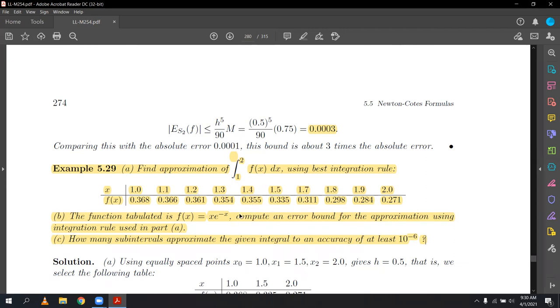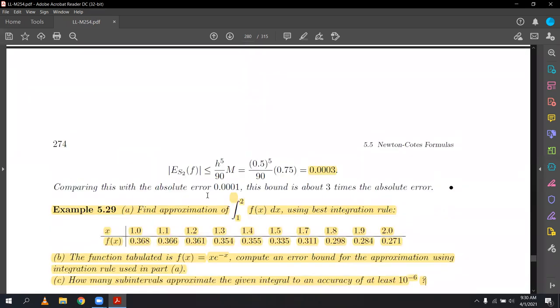So here I mentioned this is the same example I gave in the exam last time. I copied it into my lecture note here. And what is that? He said, find the approximation of the definite integral by using the best integration rule with the help of this. If any student gives me the answer of this one, I will give you some bonus points.